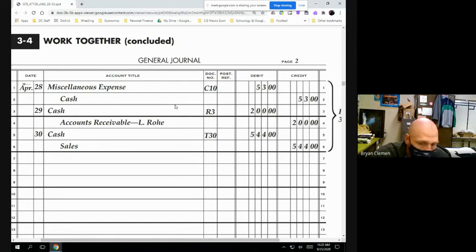All right, and then Peyton, when you're done writing, we can finish this up, please. Received cash for sales, $544. And then the debit and credit to that one. Debit, cash, credit, sales.